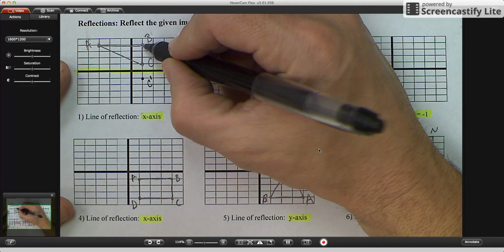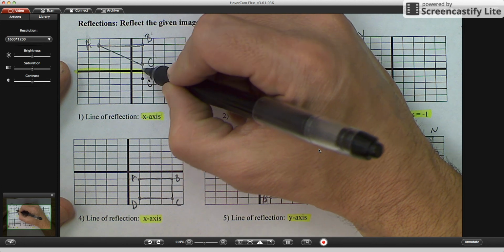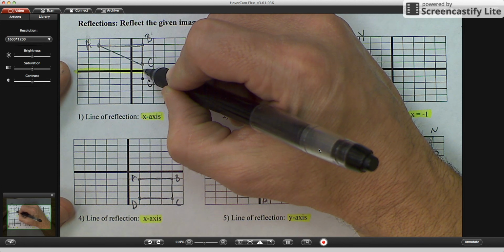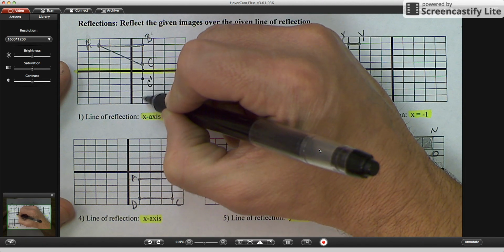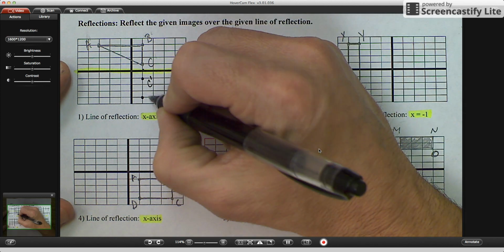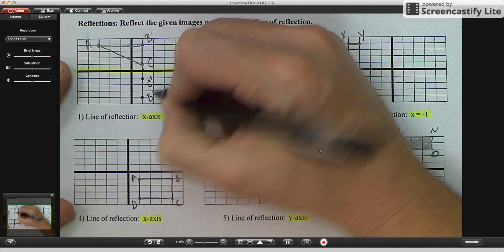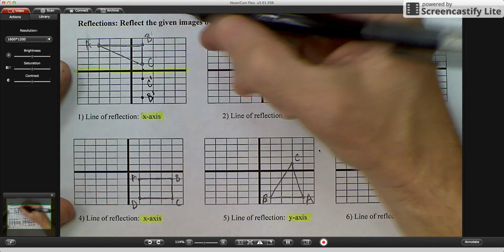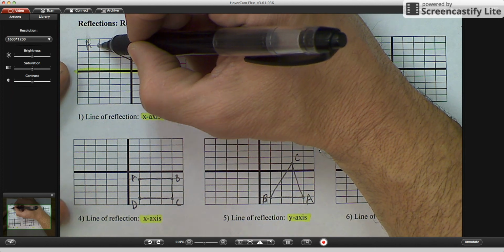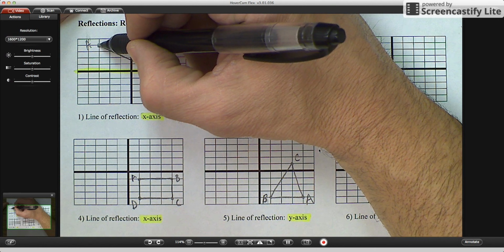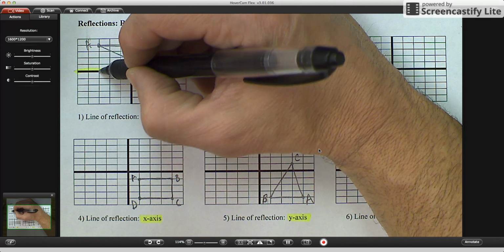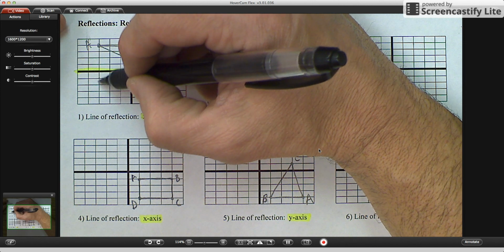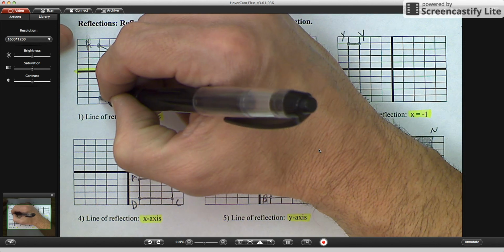Vertex B is 1, 2, 3, 4 units away from the line of reflection. So I'm going to go 4 units in the other direction. 1, 2, 3, 4 units. Make my point, label it B prime. I'm going to go over to vertex A, and I'm going to recognize that it is also 1, 2, 3, 4 units away from your line of reflection. So 1, 2, 3, 4 units away.